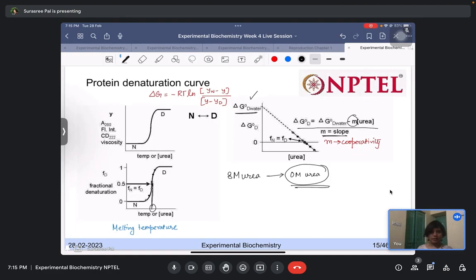And what is that? So basically, how much percentage of protein is denatured at what concentration of the urea? How much percentage of protein is in its native form? That is determined by this cooperativity. Okay, so that also we can determine from this denaturation analysis by these techniques like absorbance, fluorescence, CD, or differential scanning calorimetry, etc. So any doubts so far?